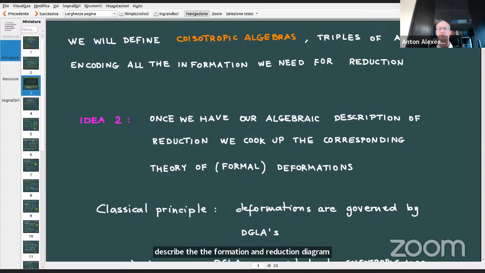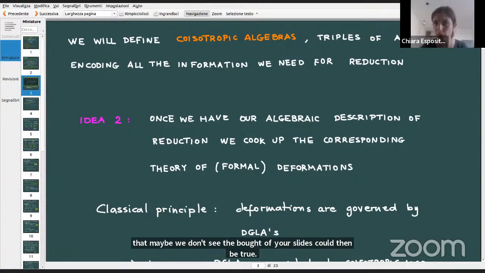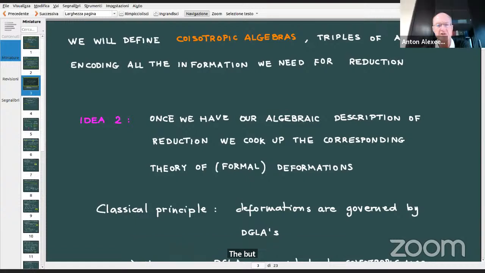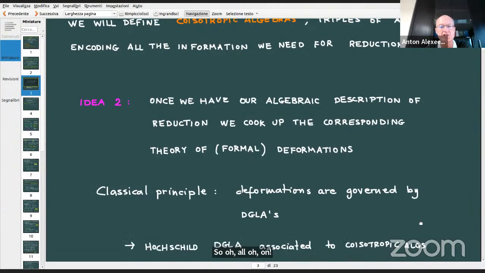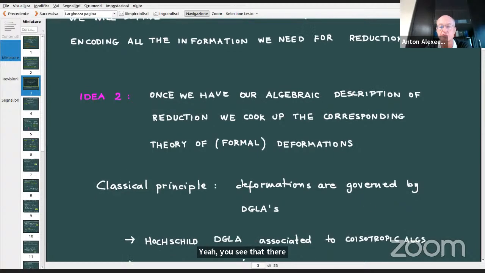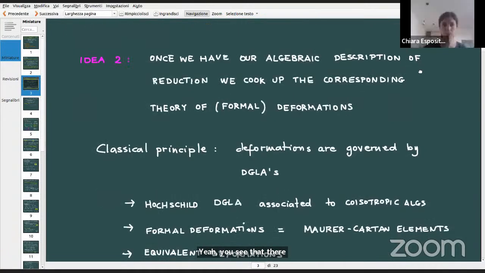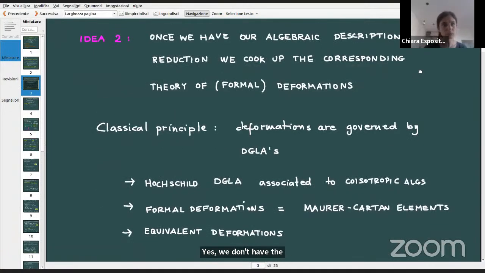Chiara, there are people on the chat saying that maybe we don't see the bottom of your slides. Could that be true? The bottom? On this slide, the last thing that I see is, oh, okay. Yeah, you can see the last line only now, so you would need to move them when you come to it. Thank you.